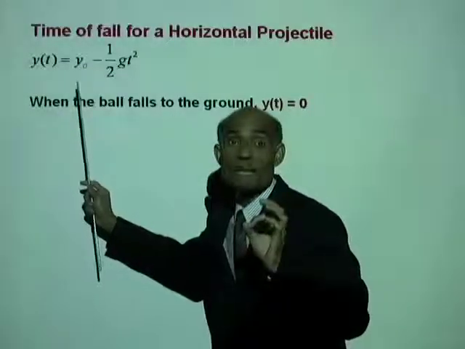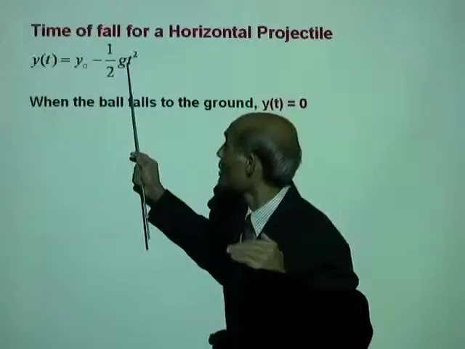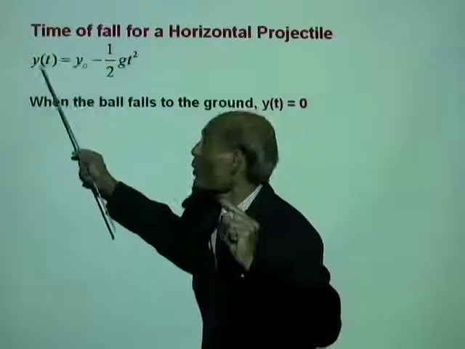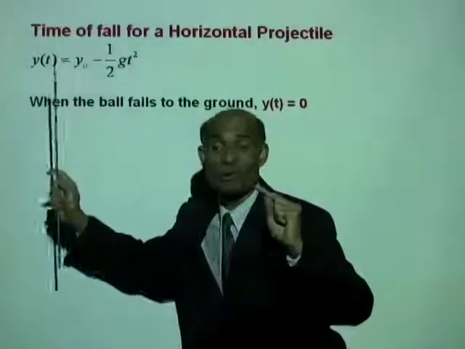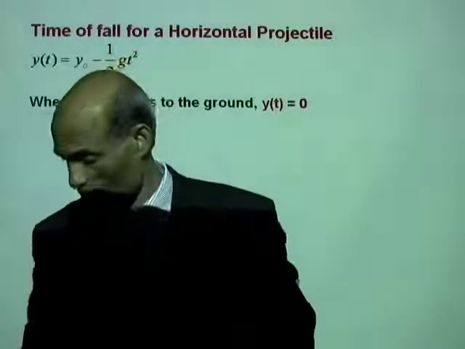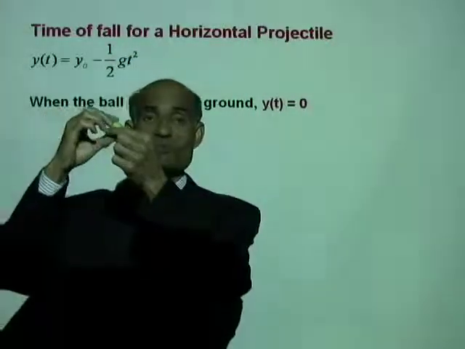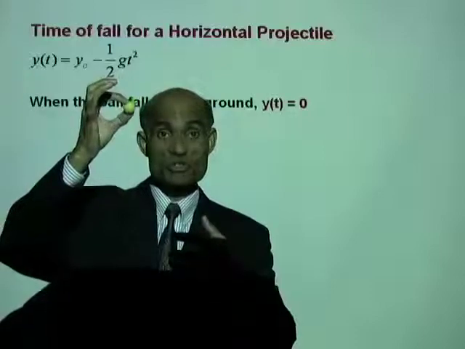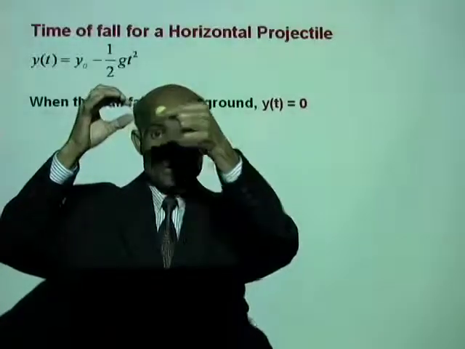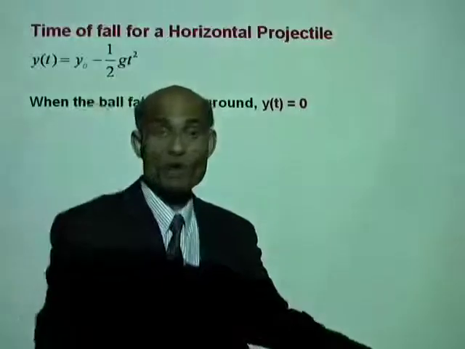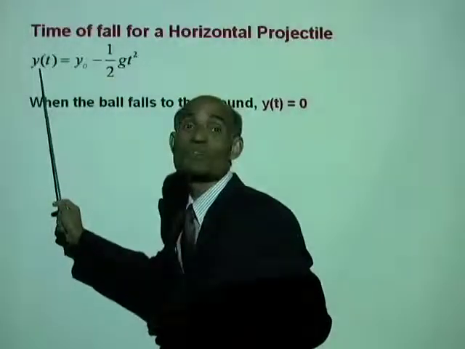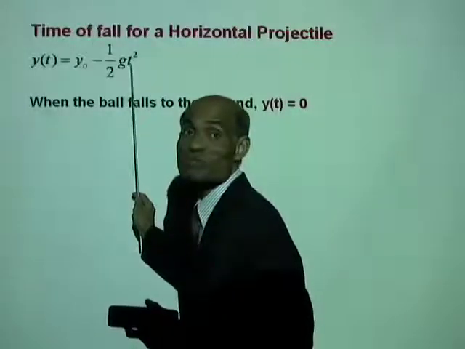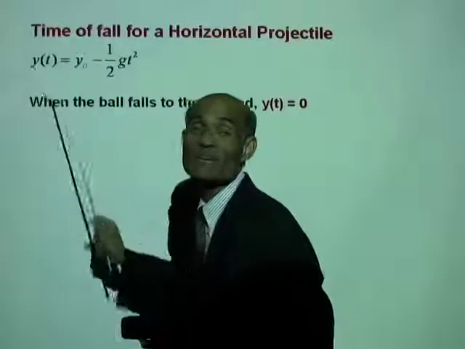So the time taken by the ball to fall to the ground is the time taken for this y to become 0. Is that right? If I project this ball from an initial height called y0, it goes and falls to the ground. When it falls to the ground, that y value will be 0. So we are looking for this time t when y equals 0.